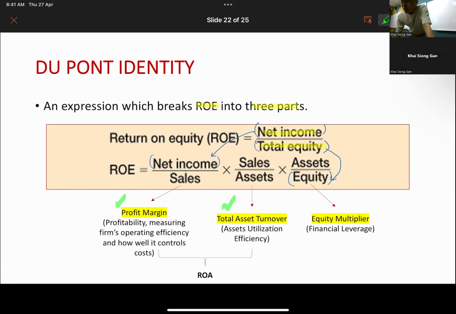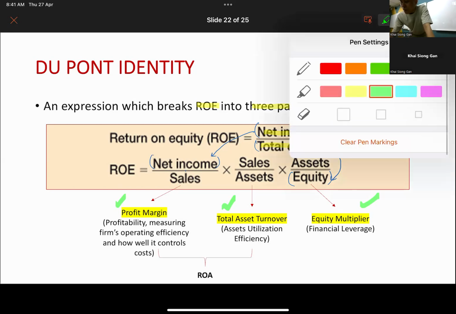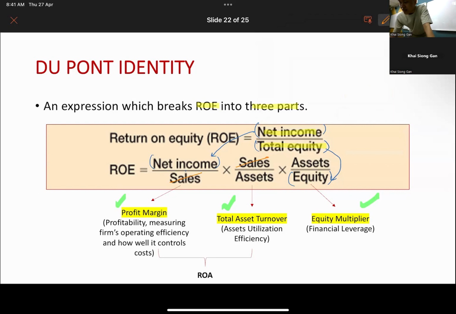Lastly, we look into assets divided by equity. Remember what formula this is? We just covered it in the second part, about financial leverage: it is the equity multiplier, how much of total assets is being funded by total equity. So when you have these three components, you can cut sales and sales, assets and assets. Then at the end, you still get net income divided by equity, which is the ROE. So that's how the DuPont formula is derived.